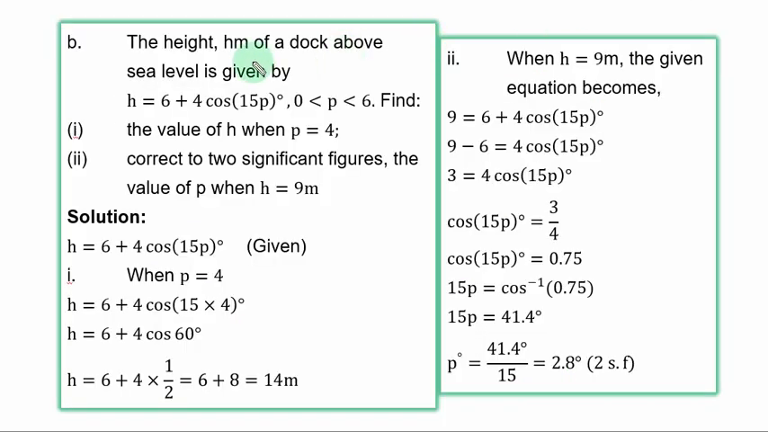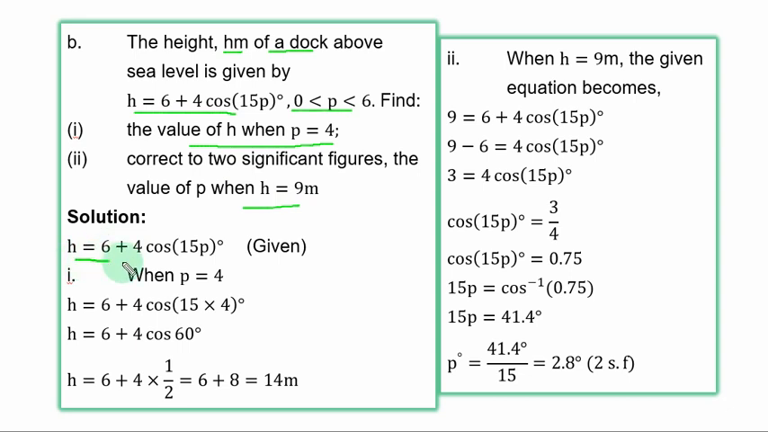Question 4b. The height h meters of a dock above sea level is given by h equal to 6 plus 4 cos 15p degrees, 0 less than p less than 6. That is the range of values of p. Find, one, the value of h when p is 4. Two, correct to 2 significant figures, the value of p when h is equal to 9 meters.